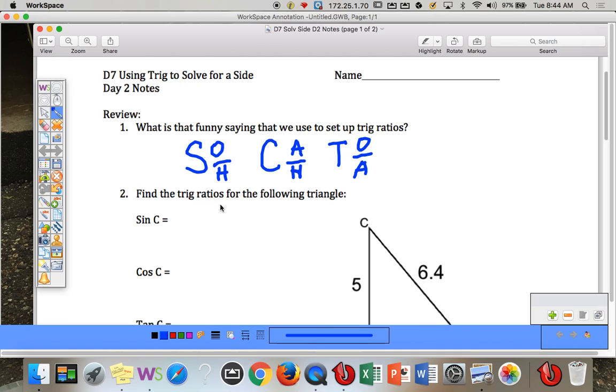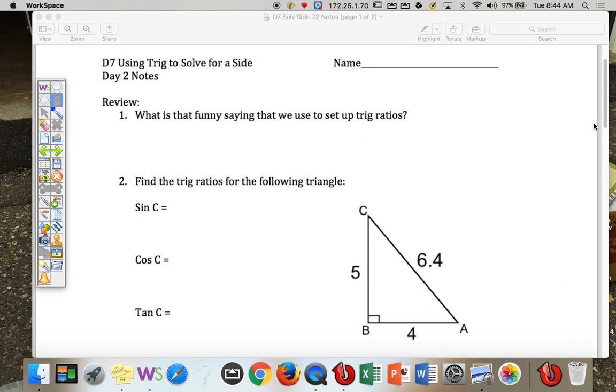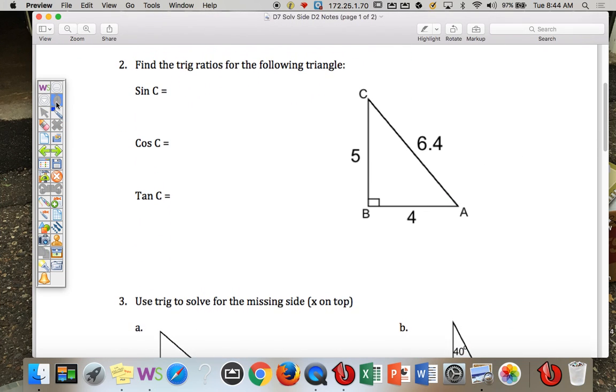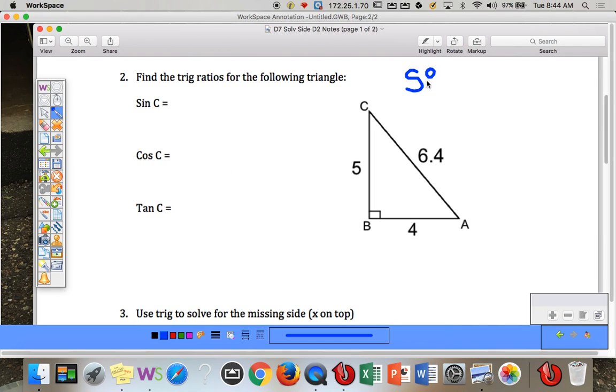So let's use that to find the trig ratios for the following triangle. I'm going to move this down, and I'll rewrite SOHCAHTOA. We always have to start by looking at the angle. Sine of C, cosine of C, tangent of C all deal with this angle right here. Let's label the sides. I always start with the hypotenuse, which is across from the 90, the longest side, which is 6.4. 4 is opposite angle C, and 5 is adjacent to angle C.